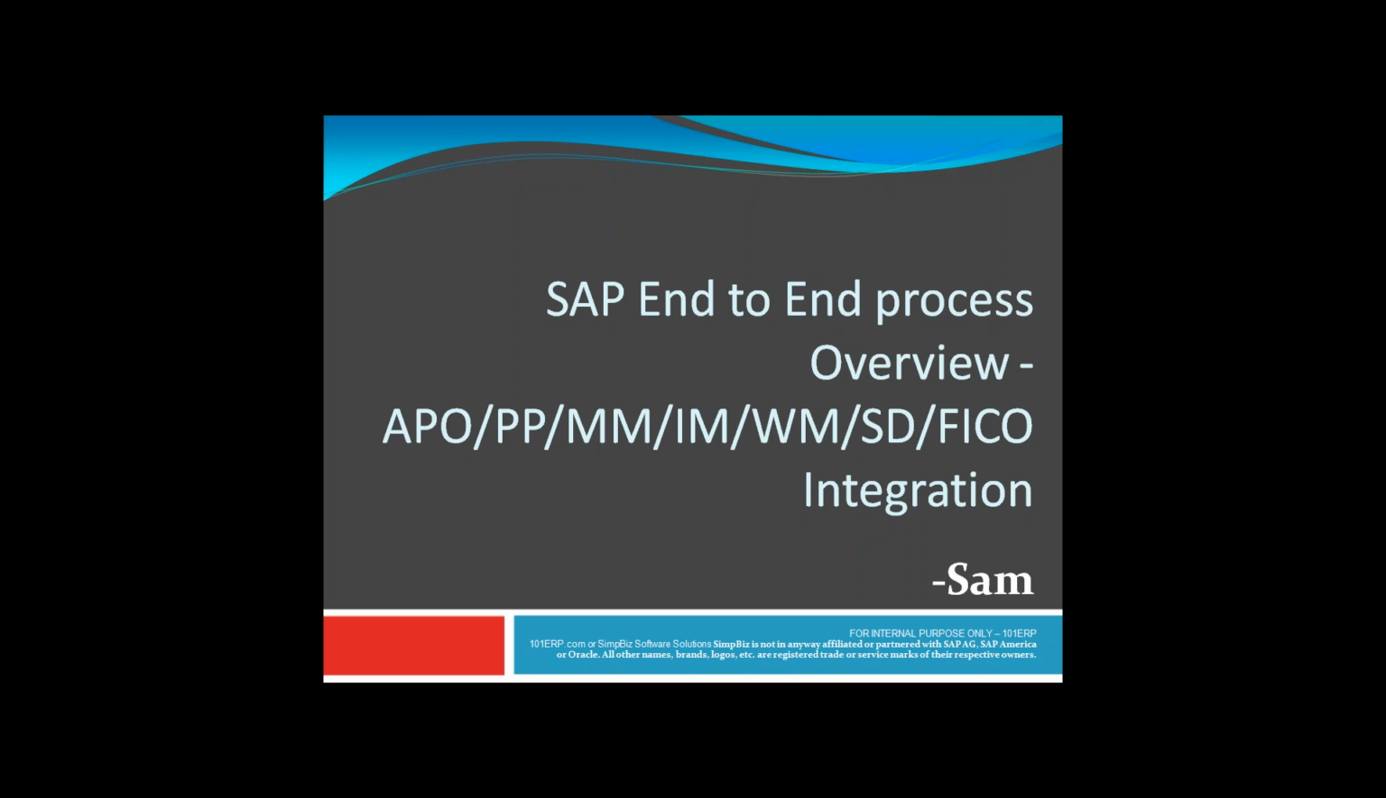So either way, today's topic is about SAP end-to-end process overview. Now, keep in mind, we are going to look into the SAP end-to-end process that covers APO, PP, MM, IM, WM, SD, and FICO, and how they integrate from a process point of view. But we're not really going into details of how we set up and configure the system, master data setup required, and all the various transactional possibilities, which obviously cannot be done in an hour. It takes several hours to do it. But this is the starting point.